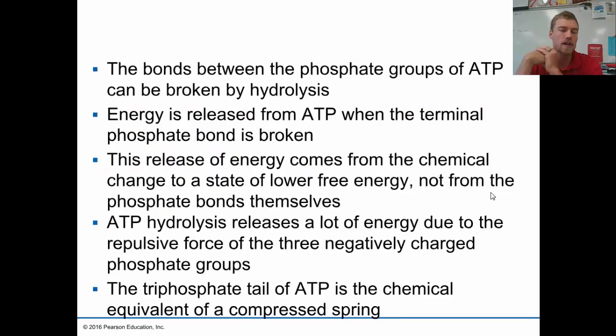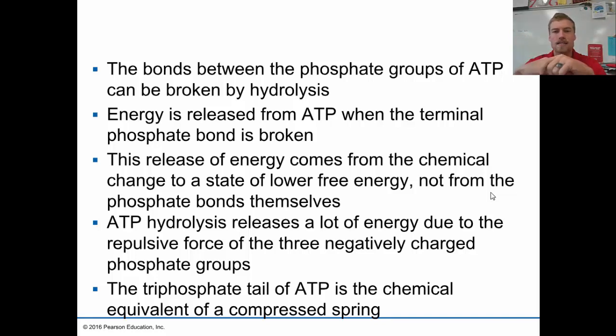Now, the bonds between the phosphate groups of ATP can be broken down by hydrolysis. Remember, hydrolysis is the addition of water into a molecule. The energy that is released from ATP when the terminal phosphate bond is broken is the energy that can be used for the reaction. However, that release of energy doesn't come from the bond itself. It comes from lowering the free energy state of the molecule.